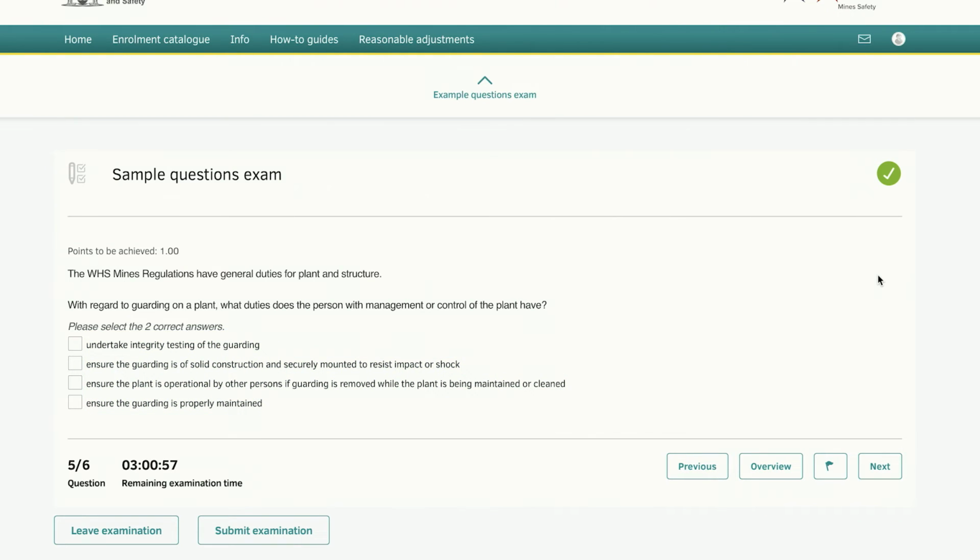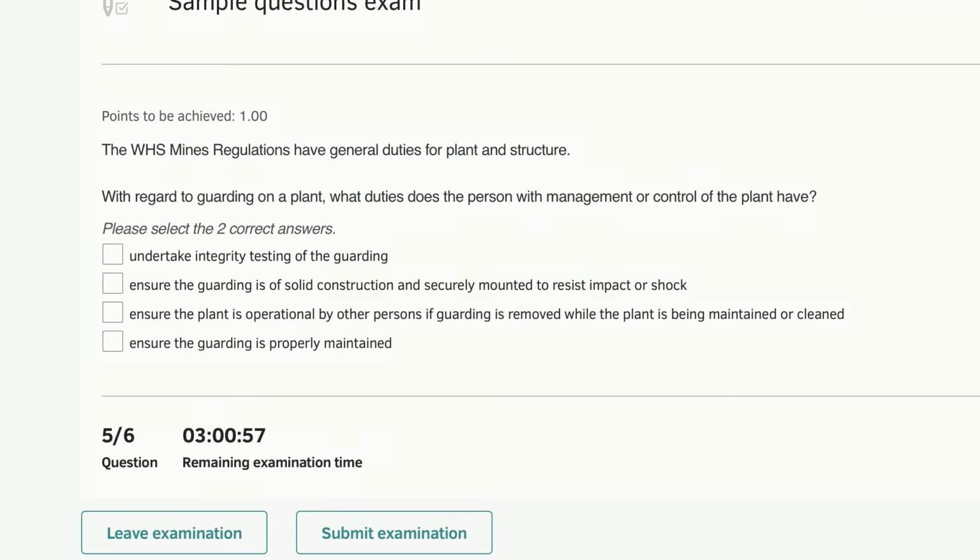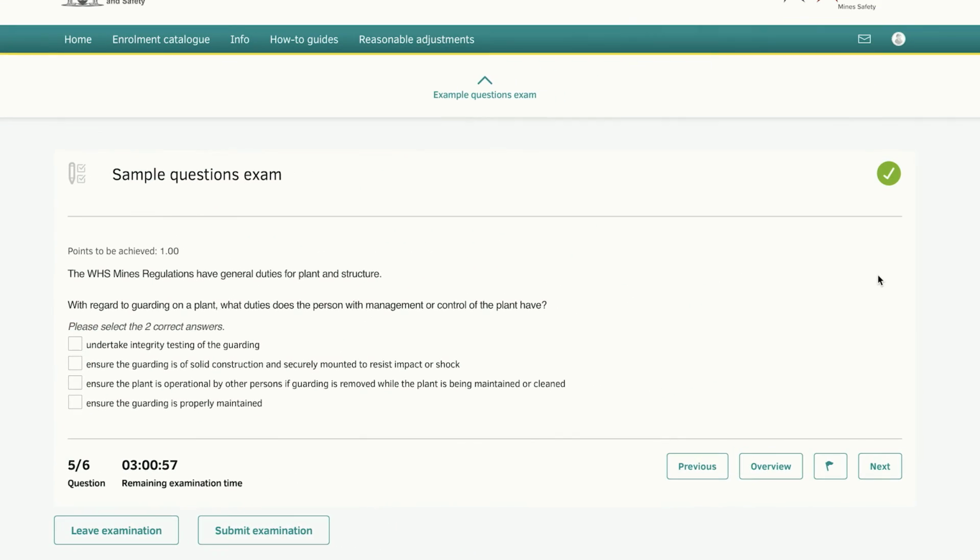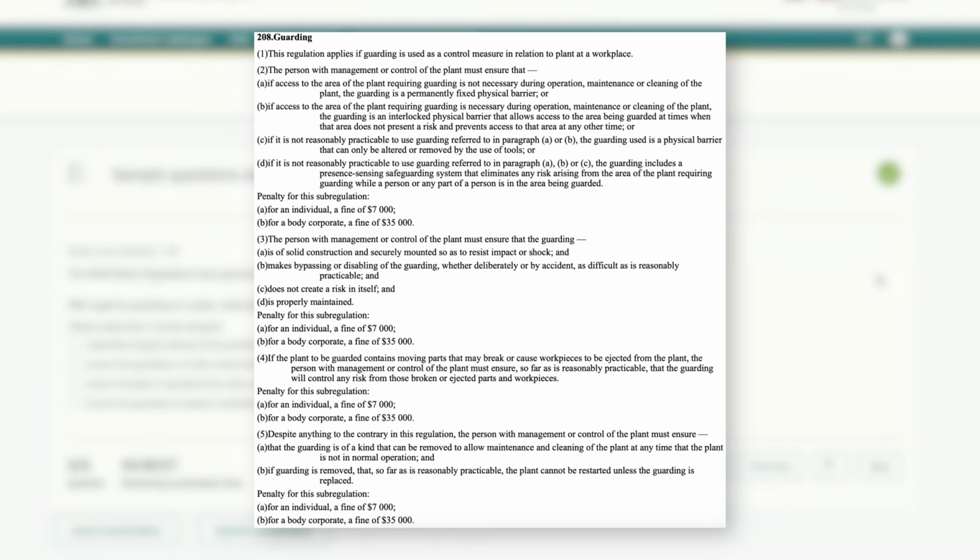Firstly, it's important to note that 2 answers need to be selected. A multiple choice question, where more than one answer can be selected, has squares for you to select rather than circles. So let's look at how we answer this question. This question is based on Regulation 208 of the WHS Mines Regulations, in Part 5.1, Division 7, covering the general duties of a person conducting a business or undertaking involving the management or control of plant.